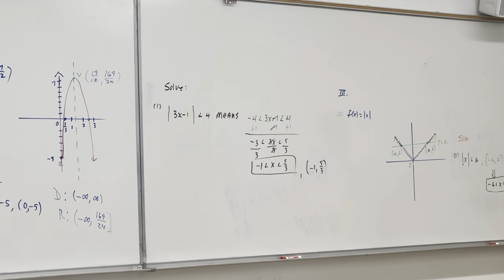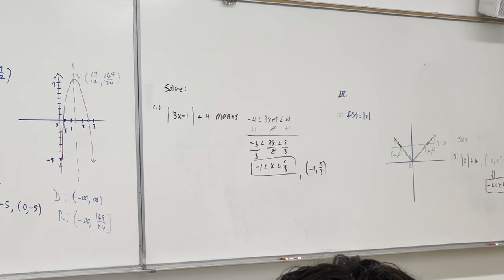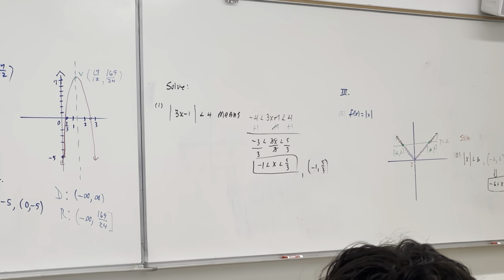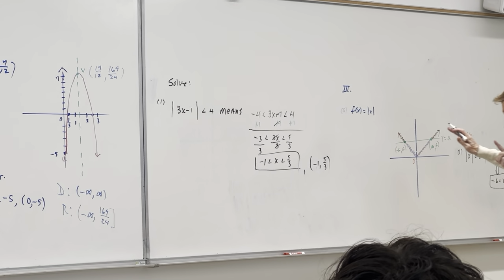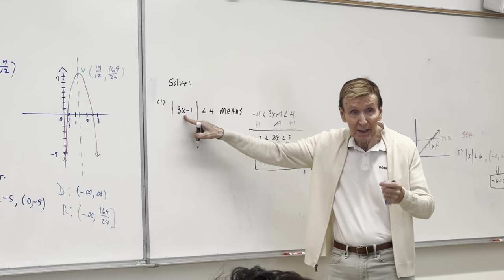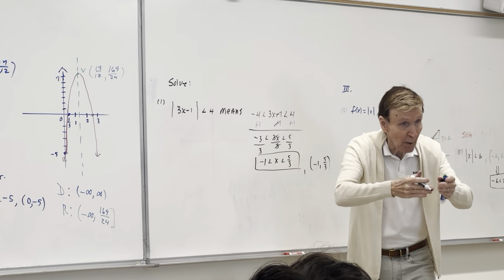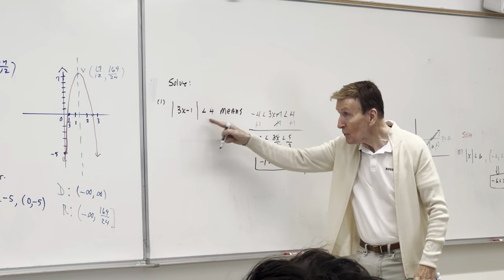Now, there's lots of numbers caught between negative 1 and 5/3. How many? Infinite. Give me one. I'm going to test 0. If I put a 0 in here, it had better satisfy this. 3 times 0 is 0, minus 1 gives me a negative 1. The bars make it a positive 1. Is positive 1 less than 4?